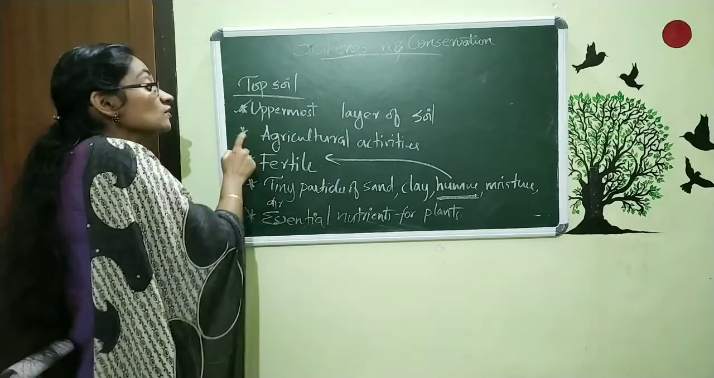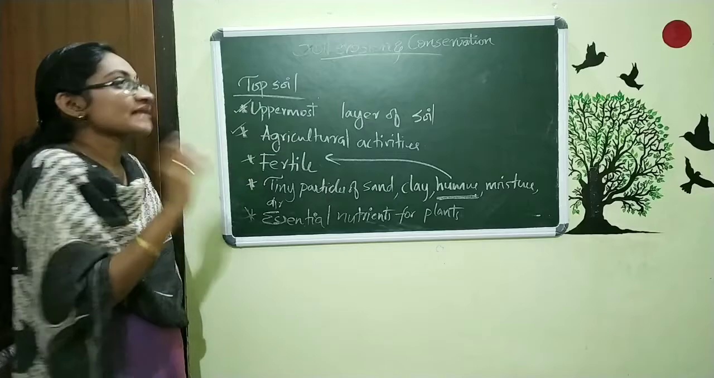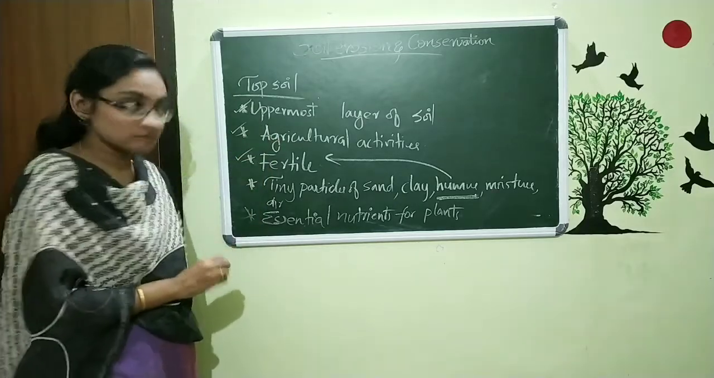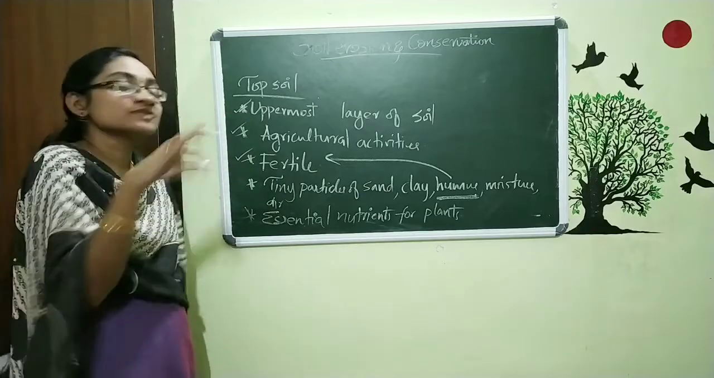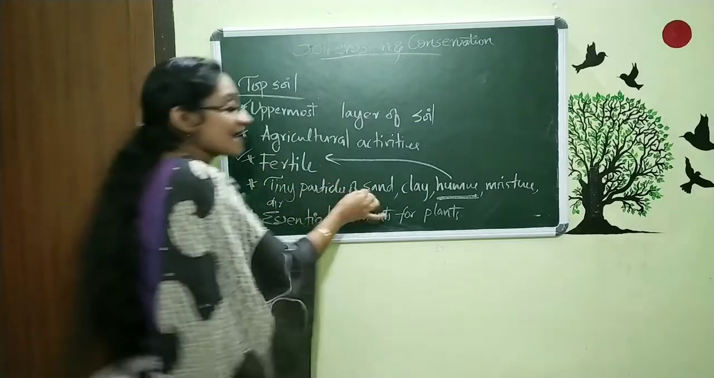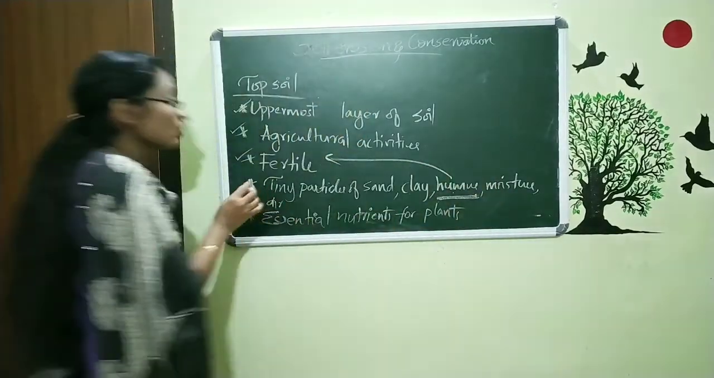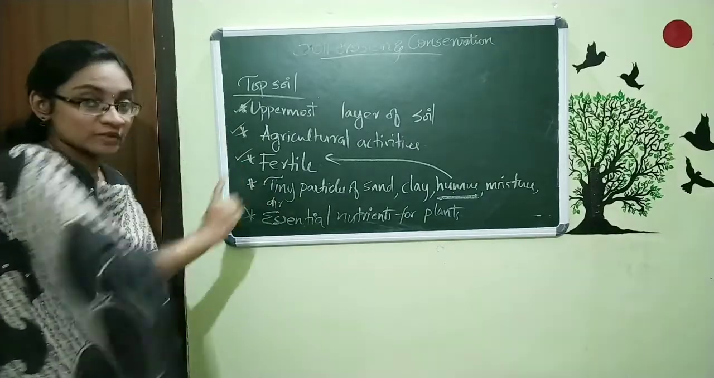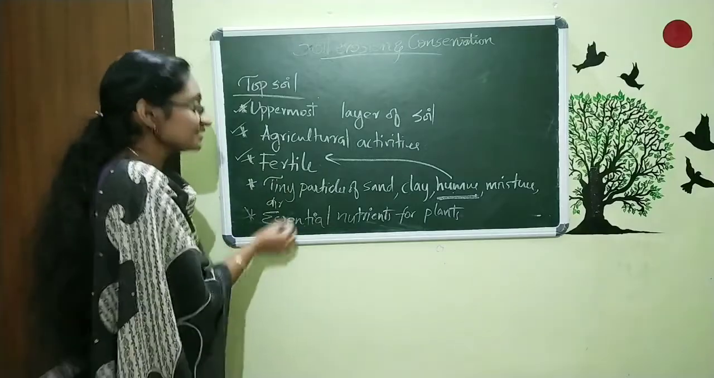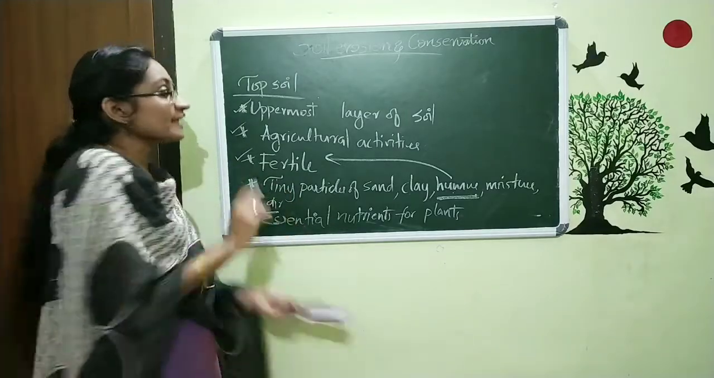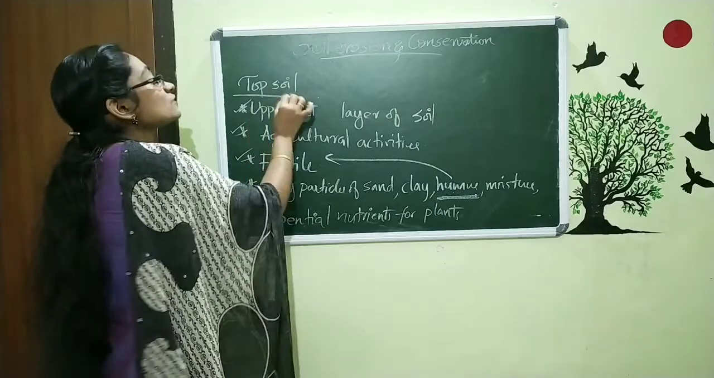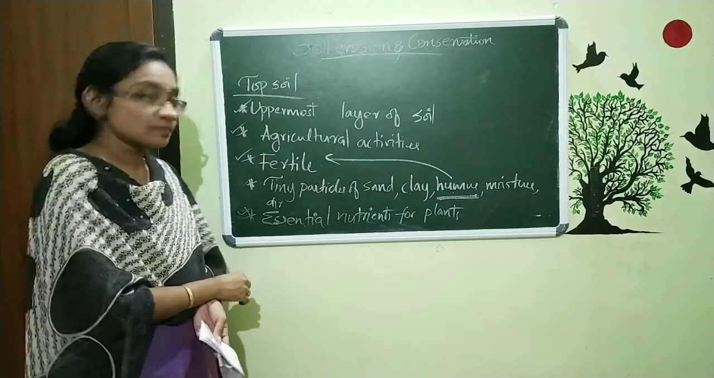The next point is that we do all the agricultural activities with this topsoil. And we know the soil is very fertile. That's why we do all the agricultural activities using this topsoil. And also it contains tiny particles of sand, clay, humus, moisture, air. All the things are included in this topsoil. And also this humus makes it fertile. So that's the point. And the essential nutrients for the plants are provided by this layer, that is topsoil. These are the important points for this topsoil, and you just want to remember these points.